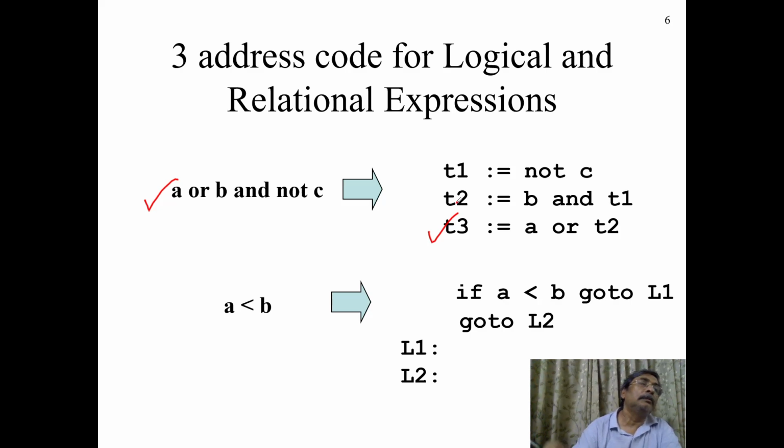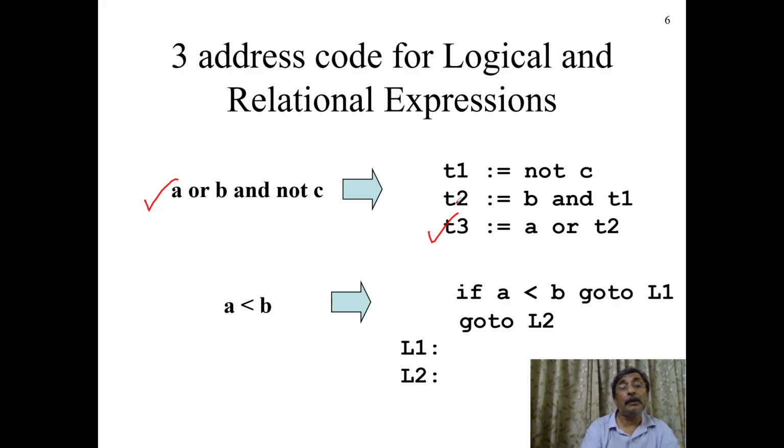We can also avoid using Boolean variables by conditional and unconditional jumps, which we'll be talking about in detail in another lecture, not today. Today we're just giving some examples. The second example is going to give you some idea about that. See, A less than B. So what we do is, if A less than B, go to L1, and go to L2. Now what is L1 we do not know, what is L2 we do not know.